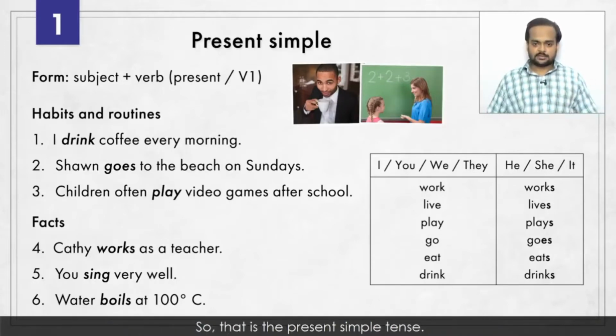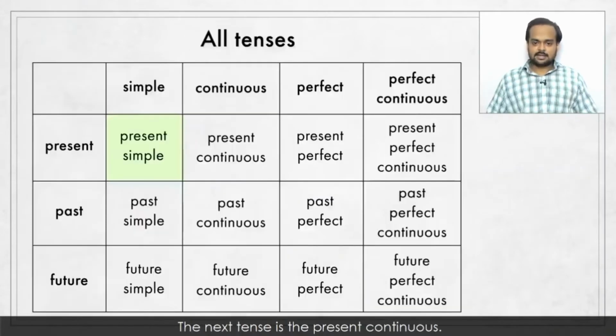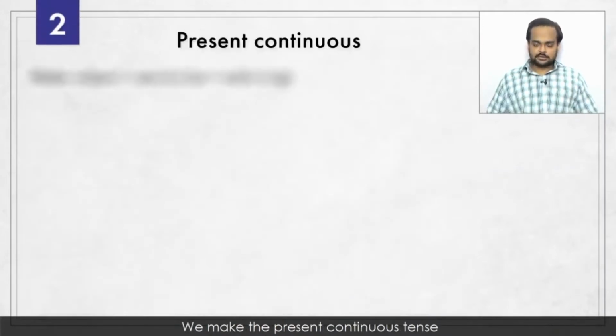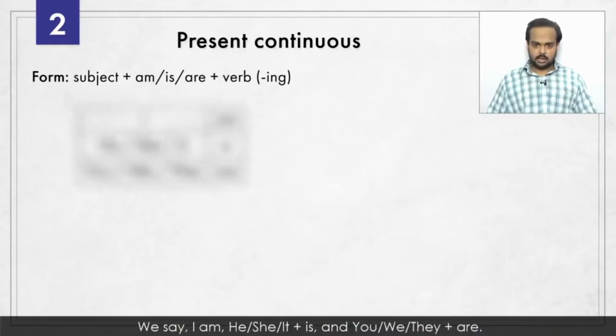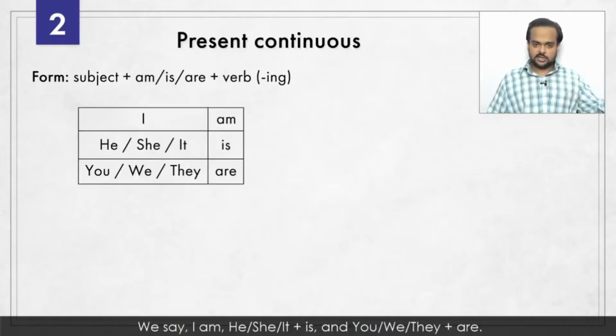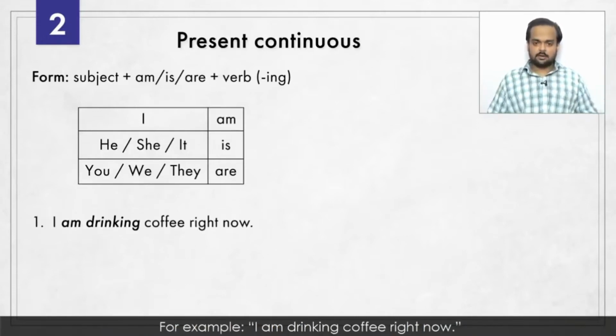So that is the present simple tense. The next tense is the present continuous. We make the present continuous tense with a subject plus am, is, or are, plus a verb in the continuous or ing form. We say I am, he, she, it is, and you, we, they are. For example, I'm drinking coffee right now.